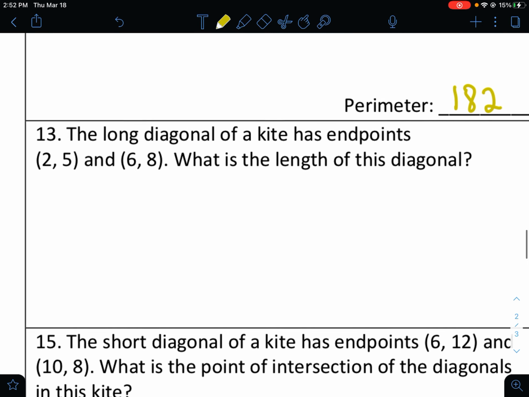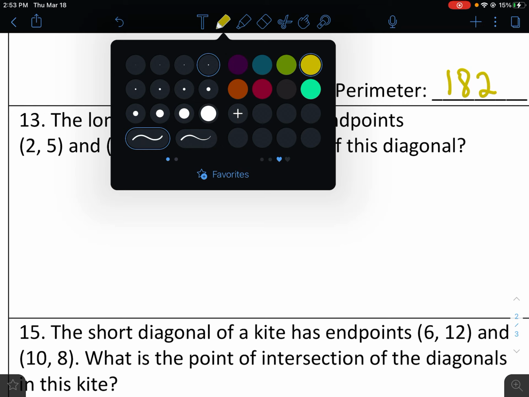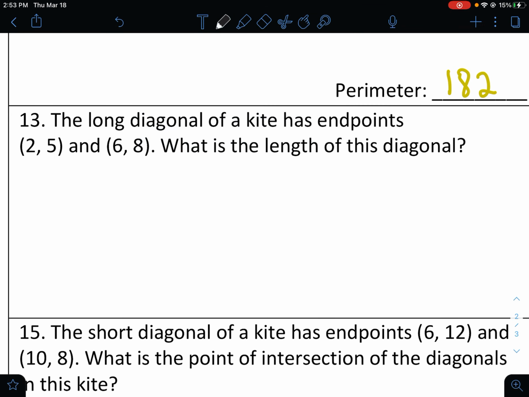All right, number 13, the long diagonal of a kite has endpoints (2, 5) and (6, 8). What's the length of this diagonal? First of all, can I go ahead and do a little sketchy sketch? Okay, I don't need all that. All I need is first quadrant, it looks like.